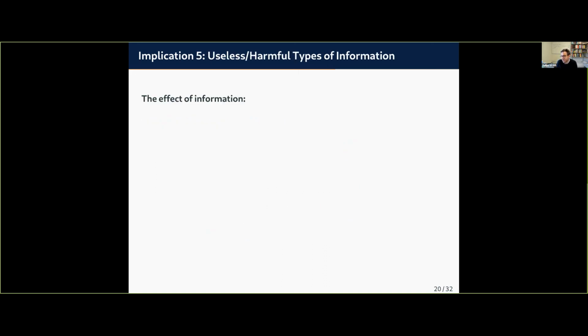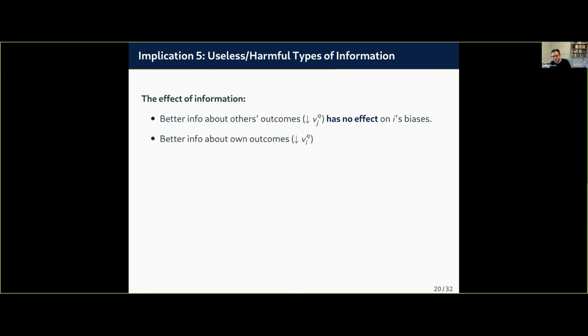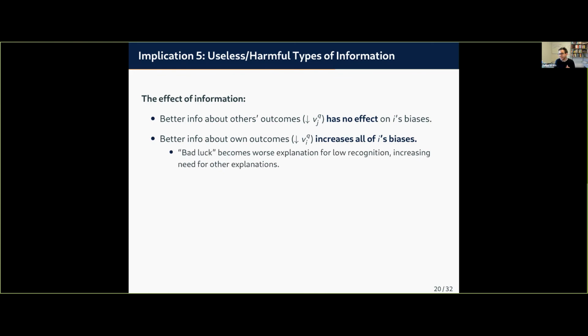Let me maybe talk about information, which goes back to your question, Daniel. Information can have various effects in this model. If you learn more about the outcomes of other people, parameterized here as reducing the variance of the noise, this has no effect on your biases. The reason is intuitive: we are already in the long run limit, so this is not changing anything. If you learn more about your own outcomes, that in fact will make you more biased, because given that you get more precise information, bad luck just becomes a worse explanation for what's happening to you. So you will be believing more in discrimination. So the more vague it is how your outcomes are determined in society, the less biased you will be.